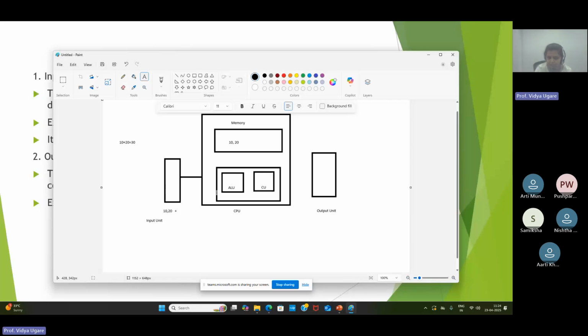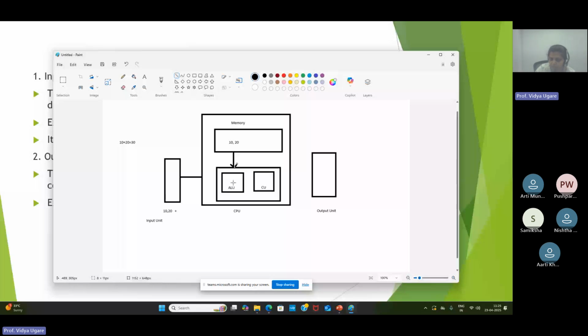It's an ALU, right? Arithmetical and logical unit. So my data is here, but the instruction is here. So the memory is going to give the data or the input to this particular ALU, and the arithmetical operation that needs to be performed, that is add.